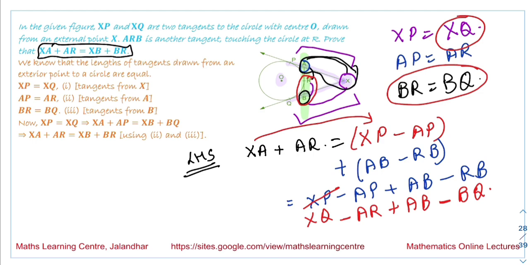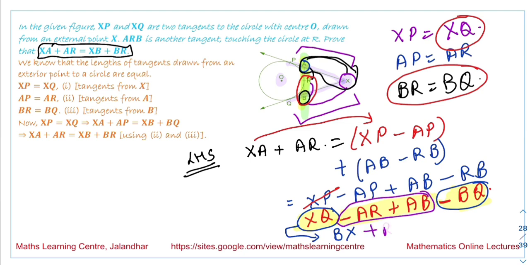Now look at these two, it is XQ minus BQ. From these two terms, what we obtain is BX. And next, from these two terms, it is AB minus AR, that is RB. So this is equal to BX plus RB, and this is what we have to prove, that this is equal to XB plus BR.